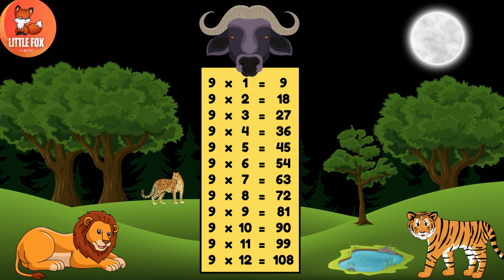9 multiply 9 is equals to 81. 9 multiply 10 is equals to 90. 9 multiply 11 is equals to 99. 9 multiply 12 is equals to 108.